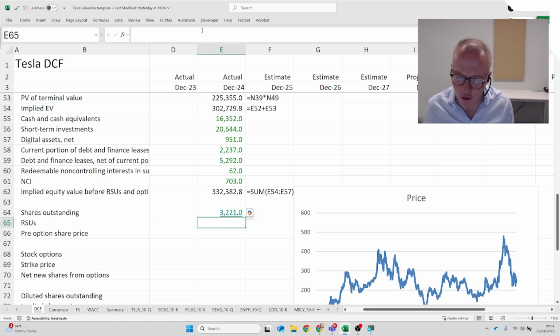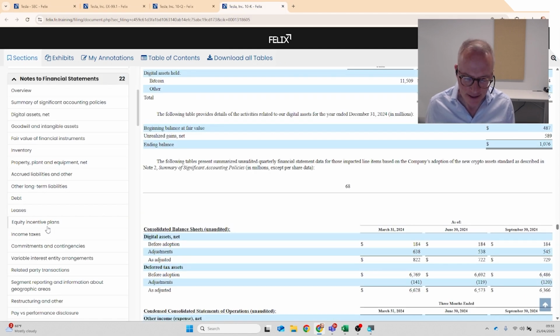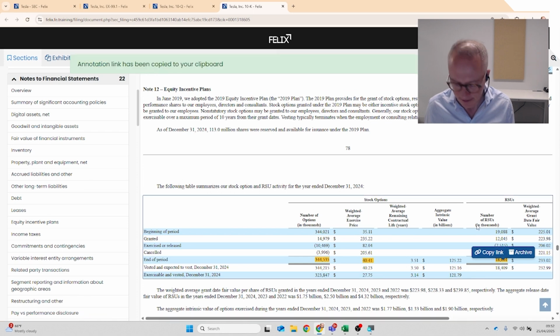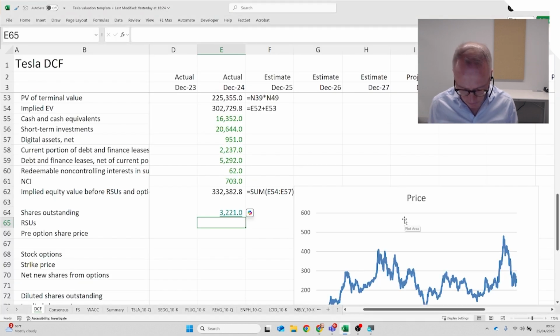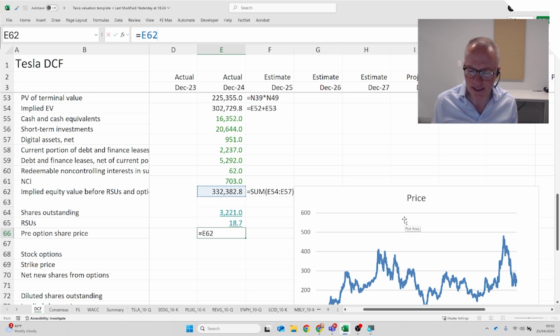Now, the RSUs, they often won't give you the RSUs in the 10Q. You have to go to the 10K. And I know for a lot of people that makes people really upset, but unfortunately, that's just life. These are in thousands. So when I paste them in, don't forget, this is really easy to do that. You've got to divide by 1,000 to make them millions, to make them consistent with the number above. And then the pre-option share price is just the implied equity value divided by the shares outstanding plus the RSUs.